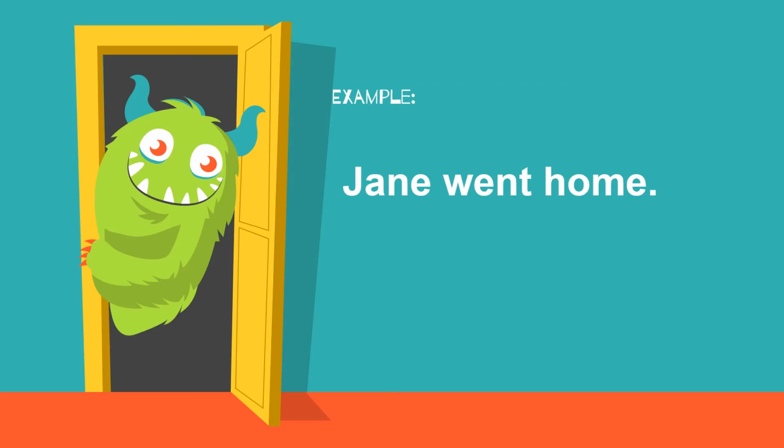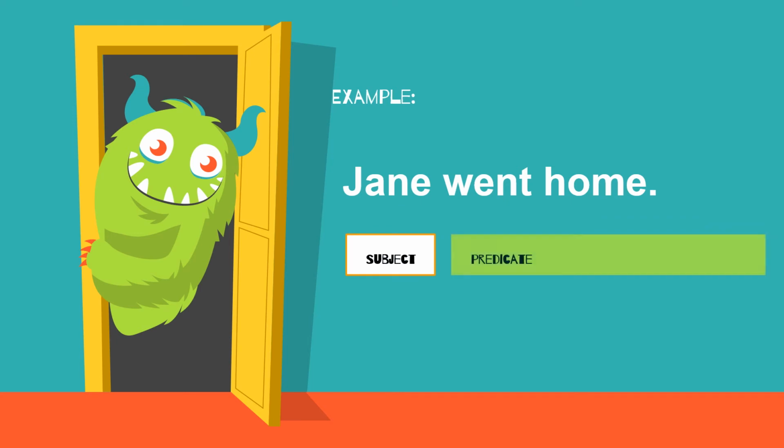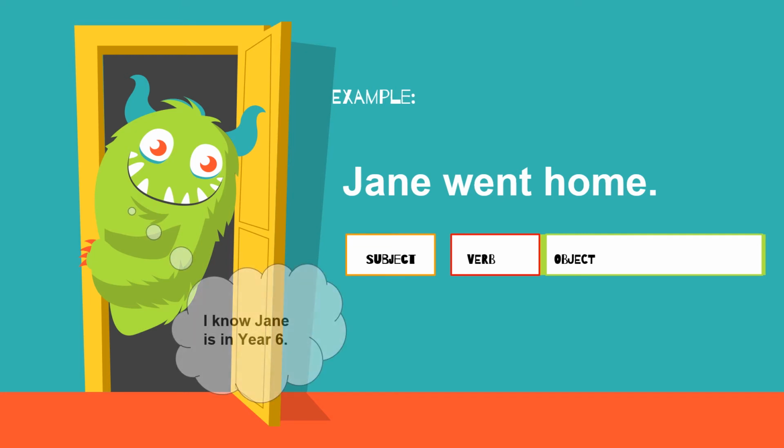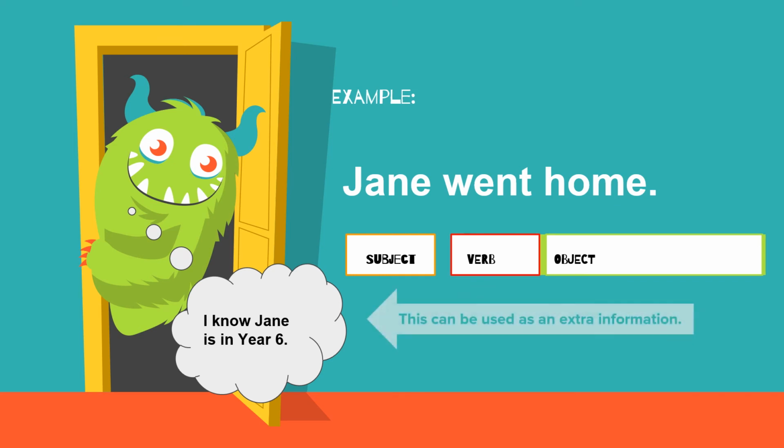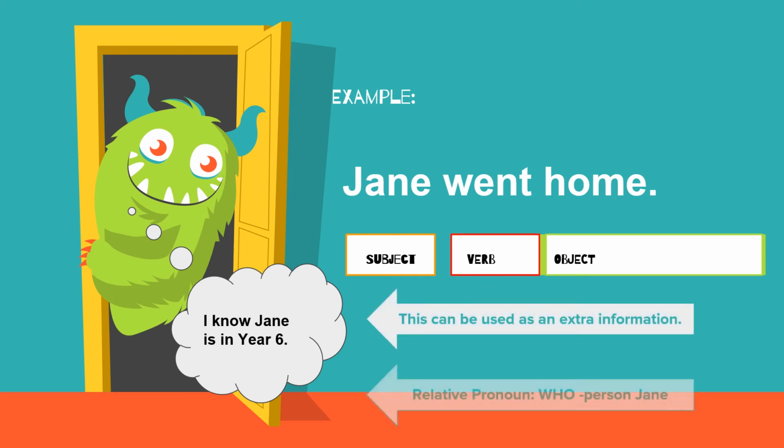Let's look at this example. Jane went home. Jane is the subject, went is the verb, and home is the object. This is a simple sentence. But look, I know Jane is in year 6. This can be used as extra information. Since Jane is a person, we must use who as a relative pronoun to start our embedded clause.